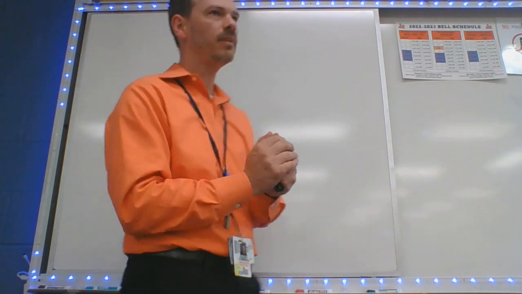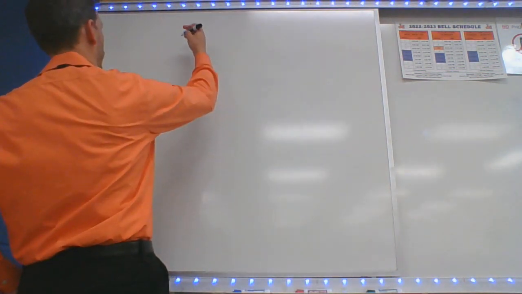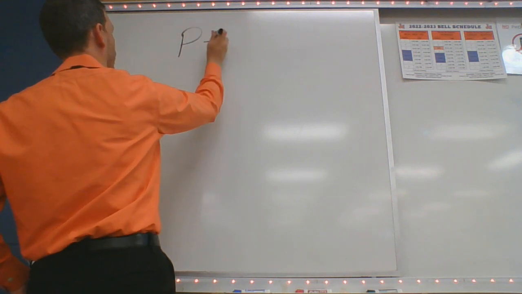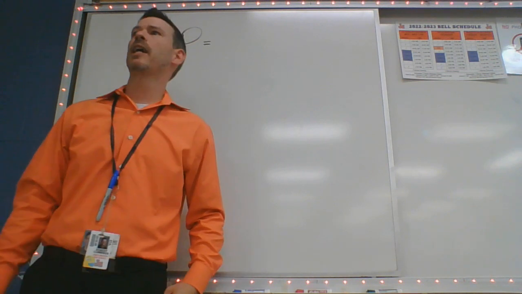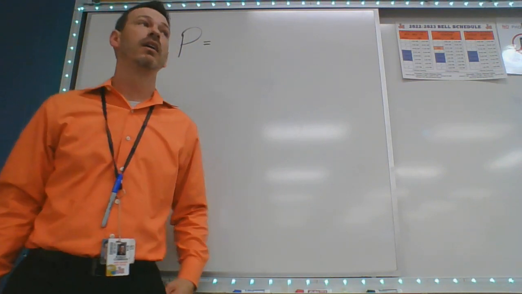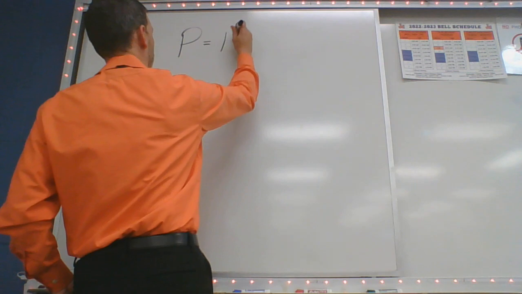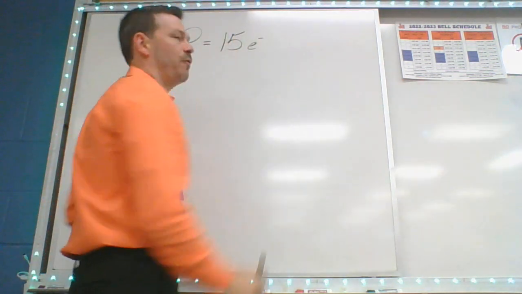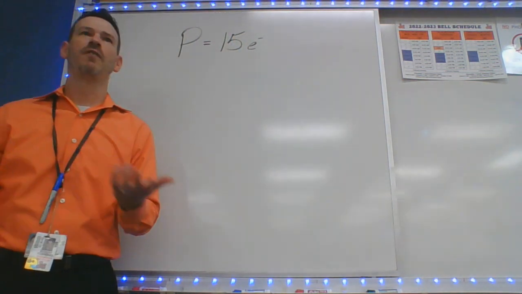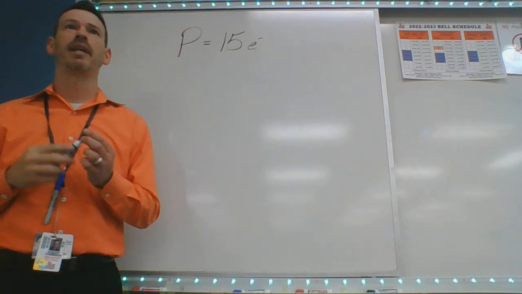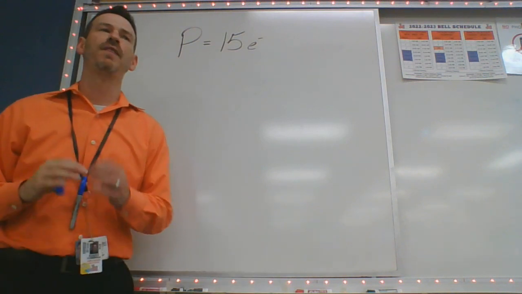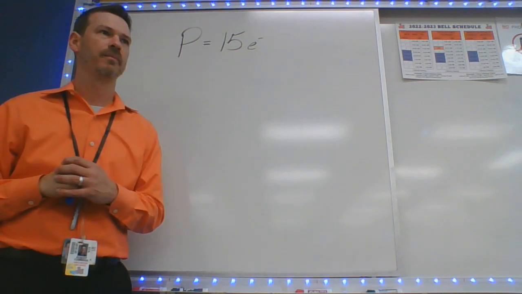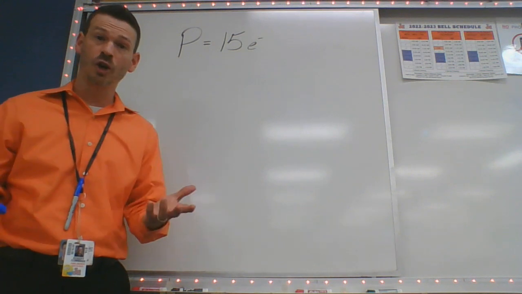So on your periodic table, I want you to take a look at phosphorus. How many electrons does phosphorus have? 15. All right. So if you were doing orbital notation, you would draw 15 arrows, right? But we are not drawing arrows today. The first notation we're going to look at is what's called electron configuration notation. But it starts the same.